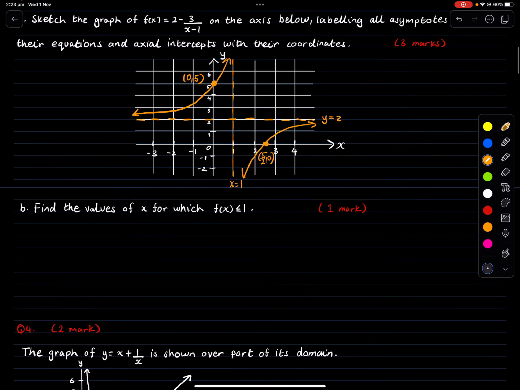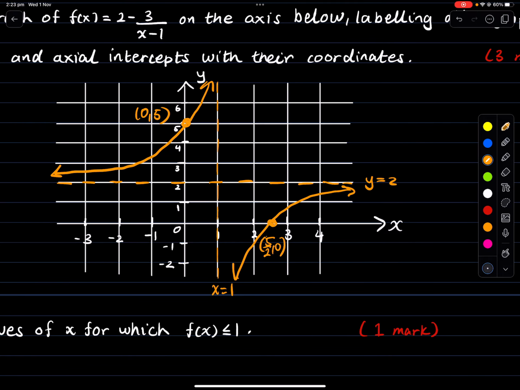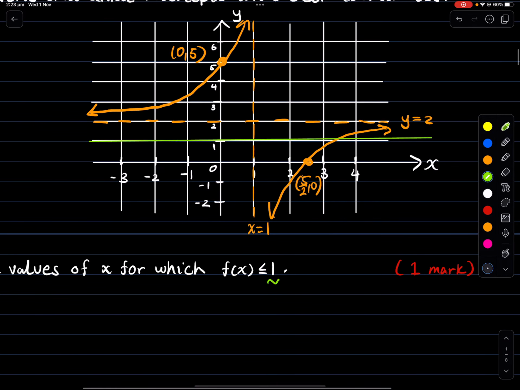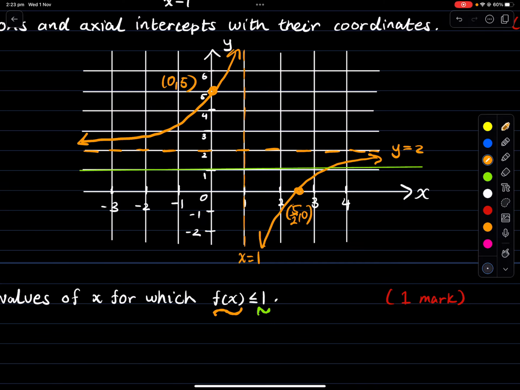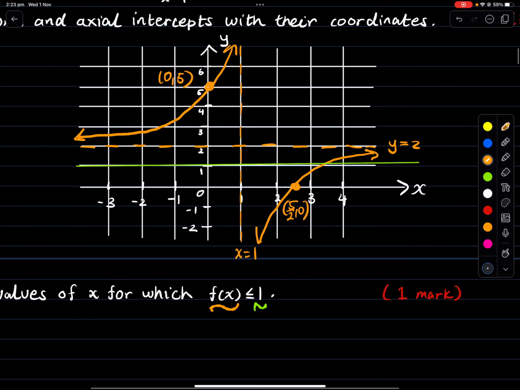Okay, perfect. Find the values of x for which f of x is less than 1. So what I'm going to do is actually draw a line at y equals 1, which is this point over here. So y equals 1 is this green graph, and f of x is this orange graph. What we're saying is we want the orange graph to be less than the green graph. And when is it that? Well, we can see that it's pretty much less over this interval here.